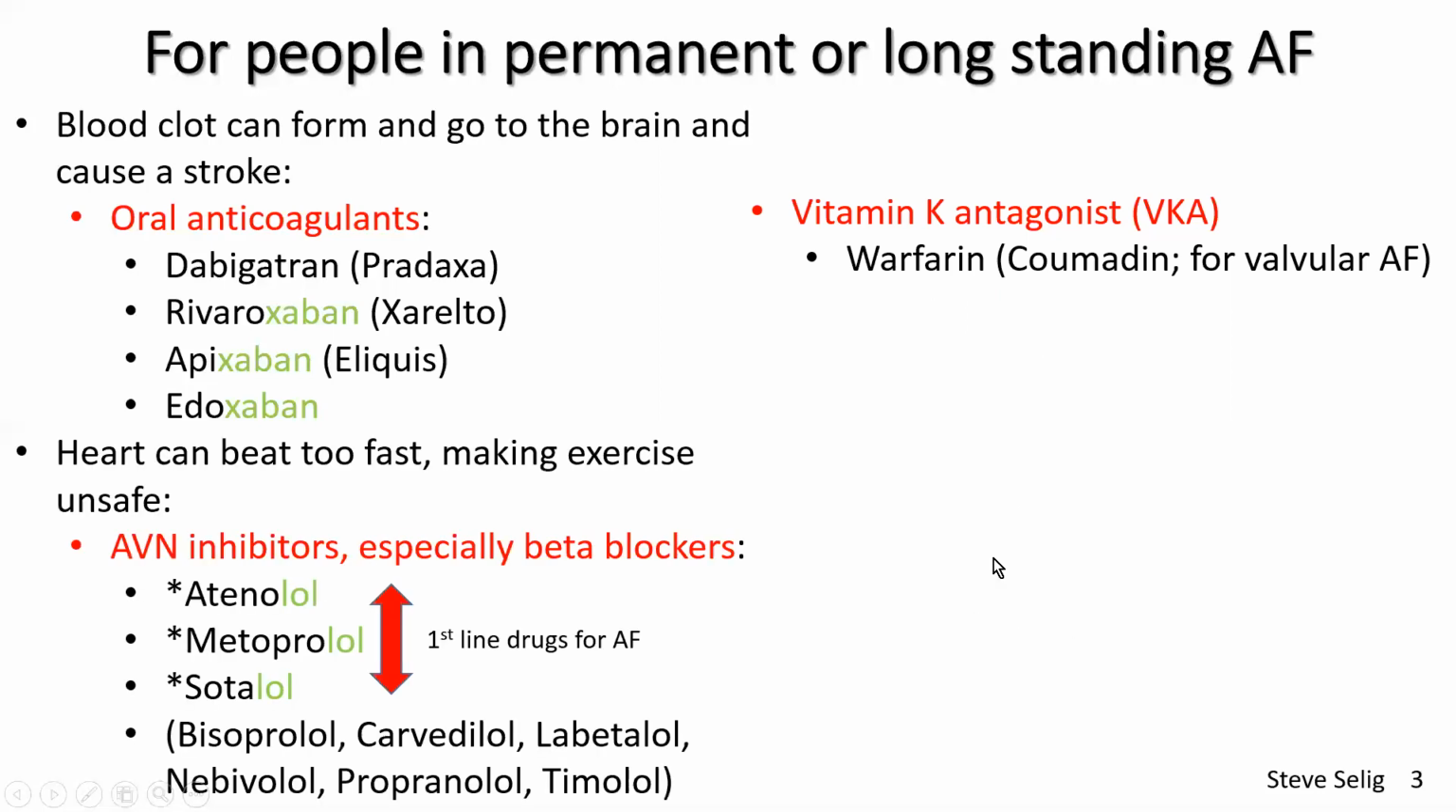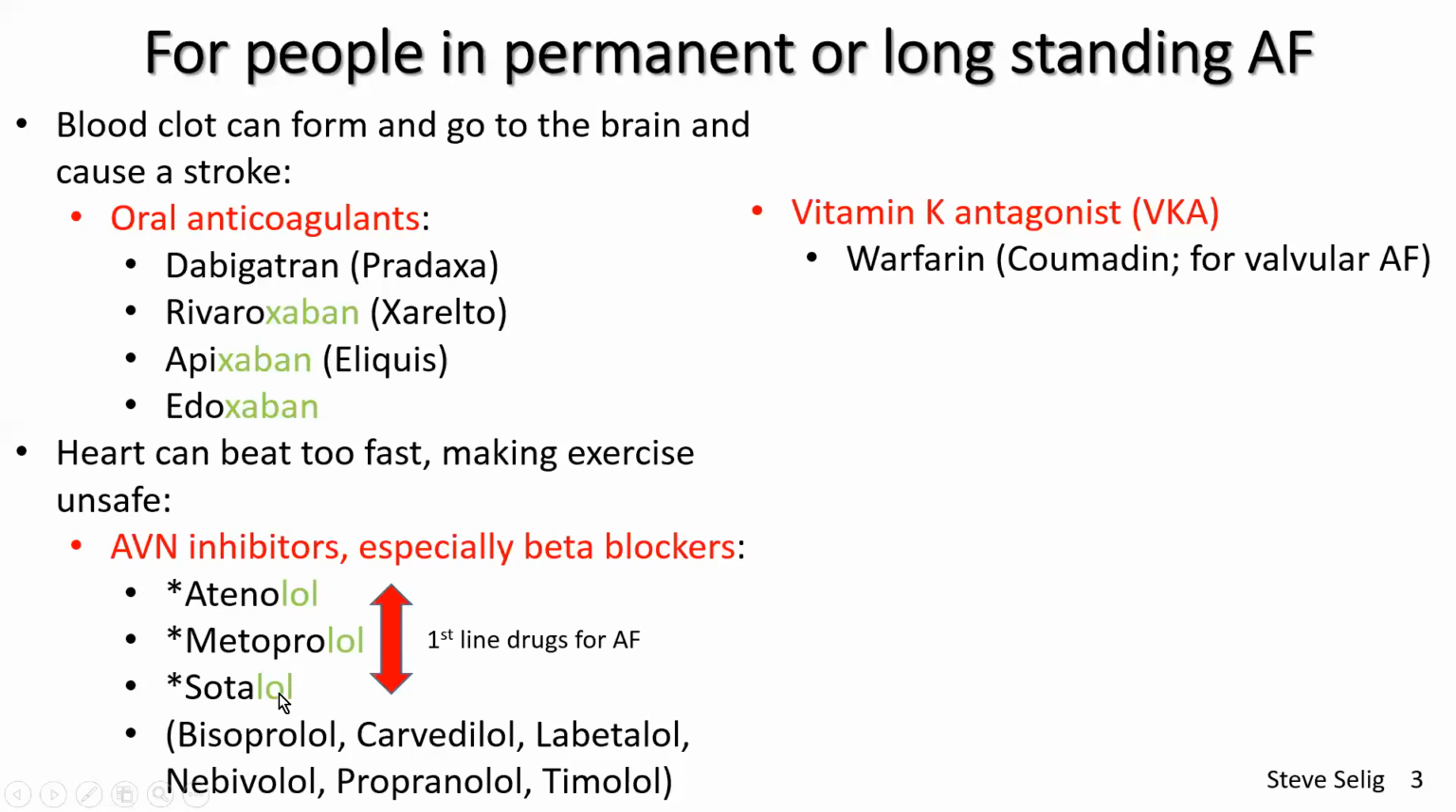Now, if someone is in permanent or long-standing atrial fibrillation, the critical thing here is that the heart can beat too fast, making exercise potentially unsafe. And so what you need to be looking for as an exercise professional is an AV nodal inhibitor, which acts on that other node supplying the ventricles, the bottom pumping chambers. What you need to be really looking for are beta blockers primarily. The three main beta blockers given to control heart rate in people with permanent or long-standing atrial fibrillation are atenolol, metoprolol, and sotalol.